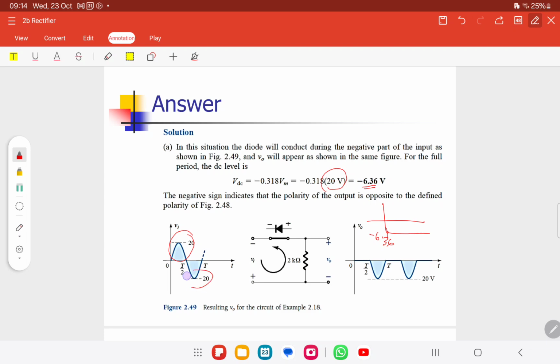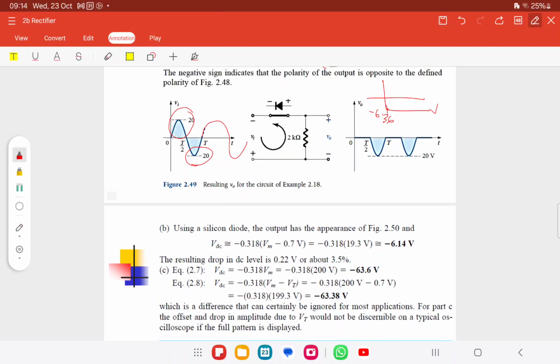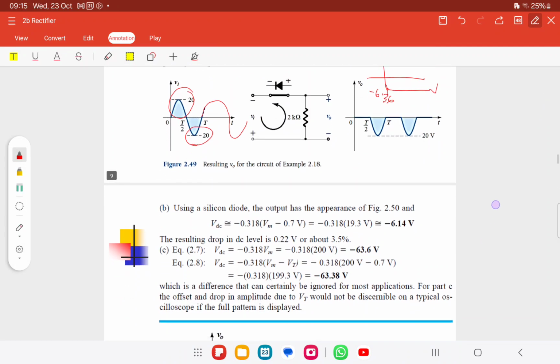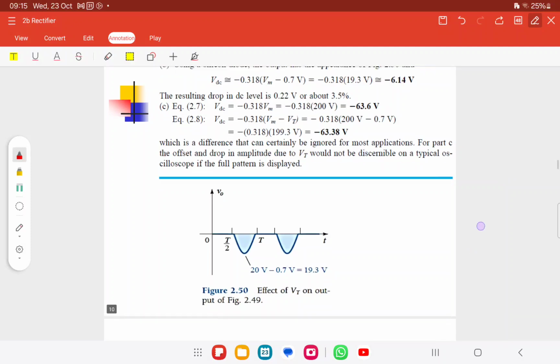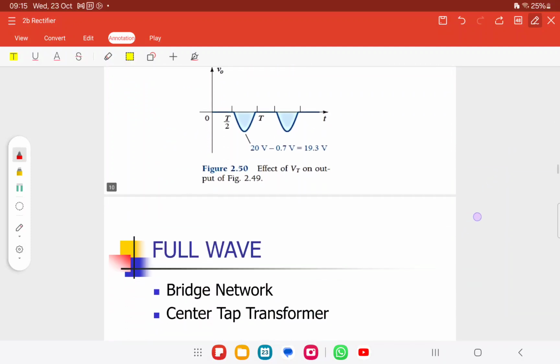Okay, from minus 20 of the sine wave, kita hanya akan dapat 6.36 volt sahaja. Okay, because of this 1 over pi. We need to consider the sinusoidal, kan dia ada phase. Sebab tu kita ambil 1 over pi tu. Alright.